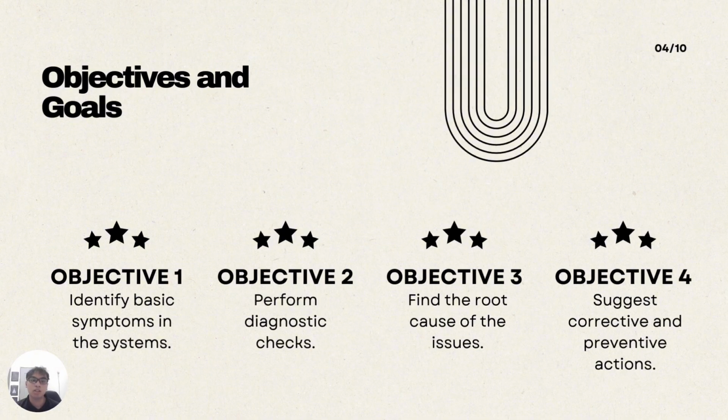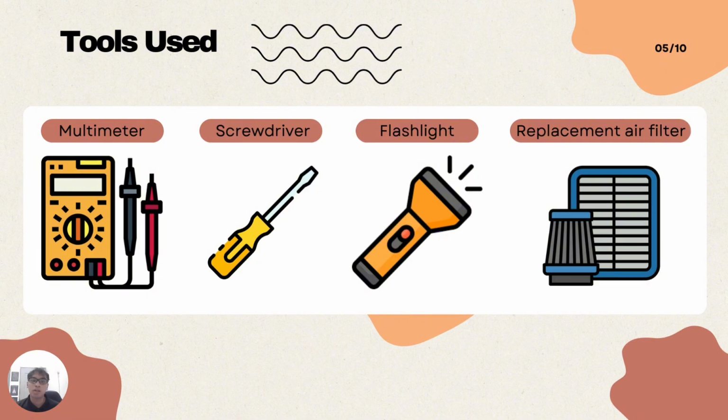Next are the objectives and goals for this assignment. The first objective is to identify basic symptoms in the battery and air intake systems to understand potential issues early. The second objective is to perform simple diagnostic checks using tools like a multimeter and visual inspection. The third objective is to find the root cause of any problems detected through systematic troubleshooting. And the last one is to suggest corrective actions such as replacing the air filter and preventative measures to avoid future failures.